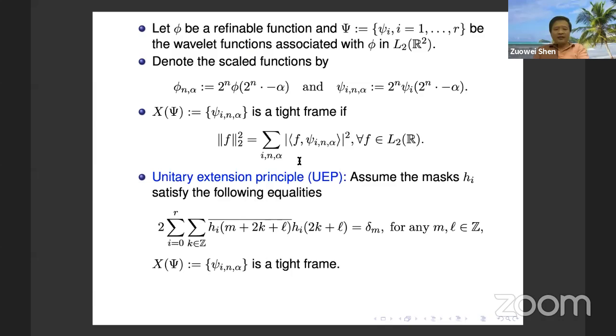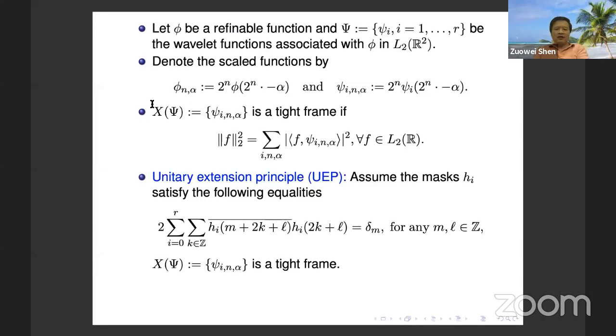To set the notation, what is X(psi)? You take the wavelets and make dilations and translations. Your dilation can be 2 to the power n, where n runs over all integers, and alpha runs over all integers also, an integer translation. Each wavelet psi makes dilations and translations. You put all the dilations and translations together, and you form a system.